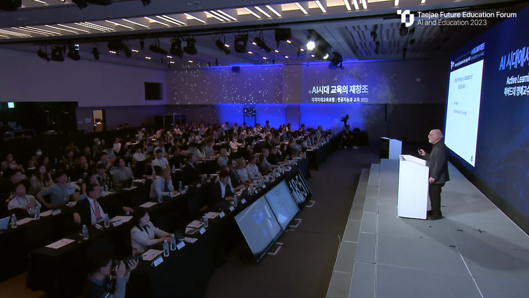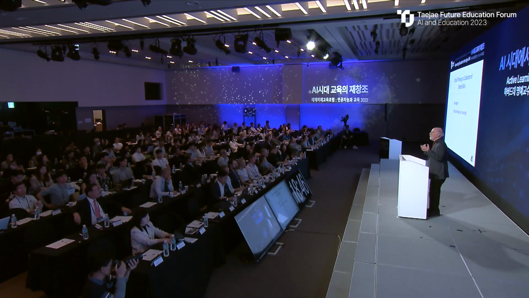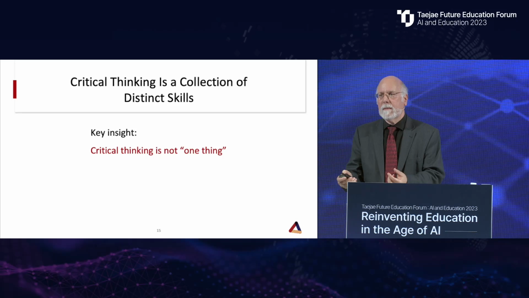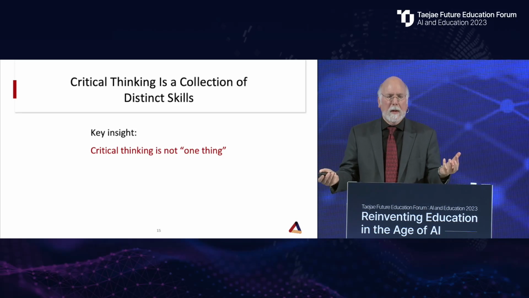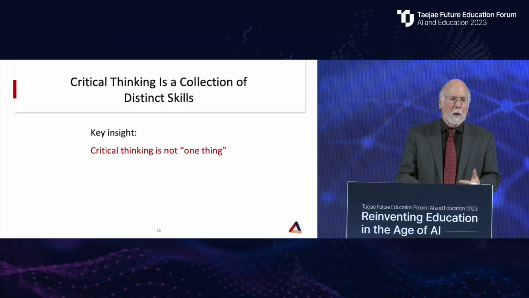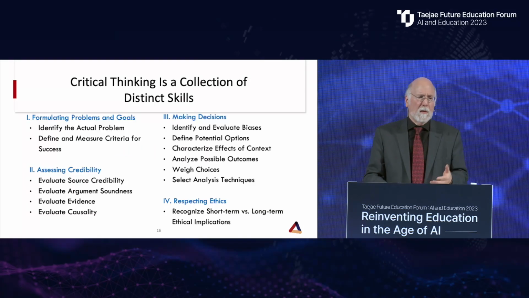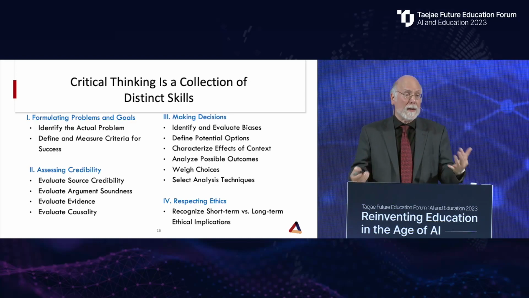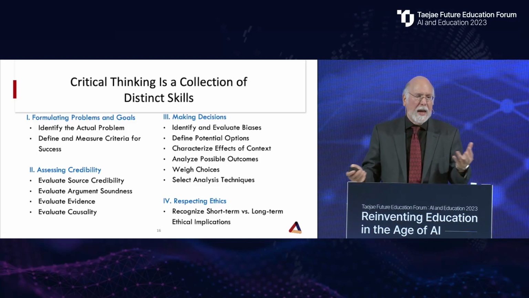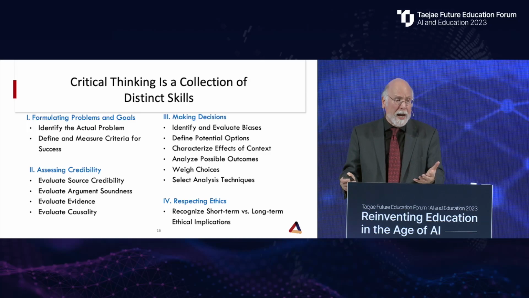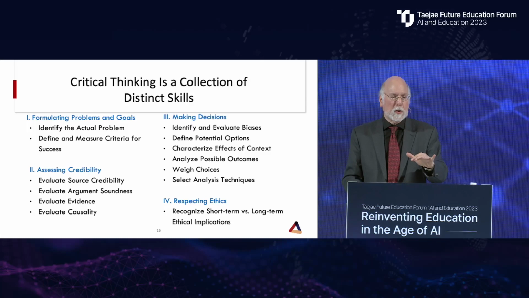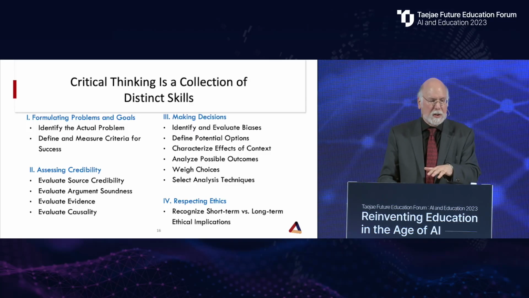So key insight. Critical thinking is a collection of distinct skills. So I'm going to say there's no such thing as critical thinking. It's not one thing. It's a collection. So here is a taxonomy, 4 types of critical thinking, formulating problems and goals. So we have to identify what the actual problem is, to define and measure the criteria for success, and then there's assessing credibility, so you evaluate whether the source should be believed, whether the argument is sound, the evidence, and so forth.